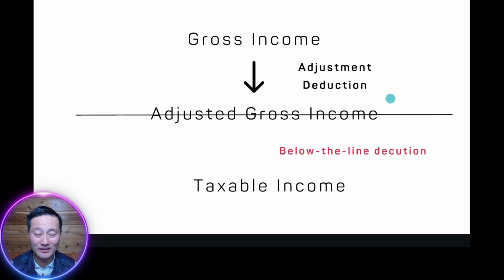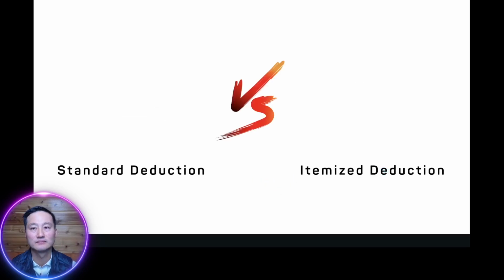Remember the imaginary line that we talked about in part 2 that sits right across adjusted gross income? That's right. Because this deduction is below that imaginary line, it's called below the line deduction. And this deduction is what reduces your AGI further down to taxable income.